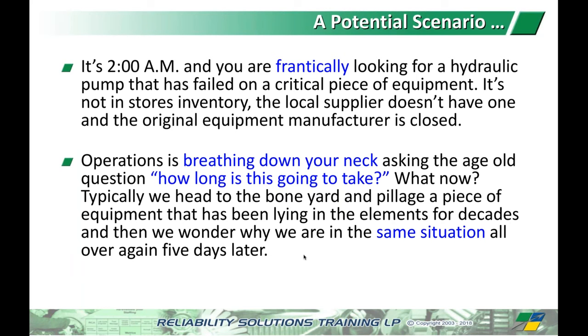So, 2 o'clock in the morning, you've got a hydraulic system down in your plant that's absolutely critical. You're losing production, and you're frantically looking for parts and pieces to replace the pump, because that's the first thing we go to when anything hydraulic stops, right? You don't have it in the store, your supplier doesn't have it, there's no one close by, and operations is breathing down your neck. How long is this going to take? I'm sure we've all been here at one point or another.